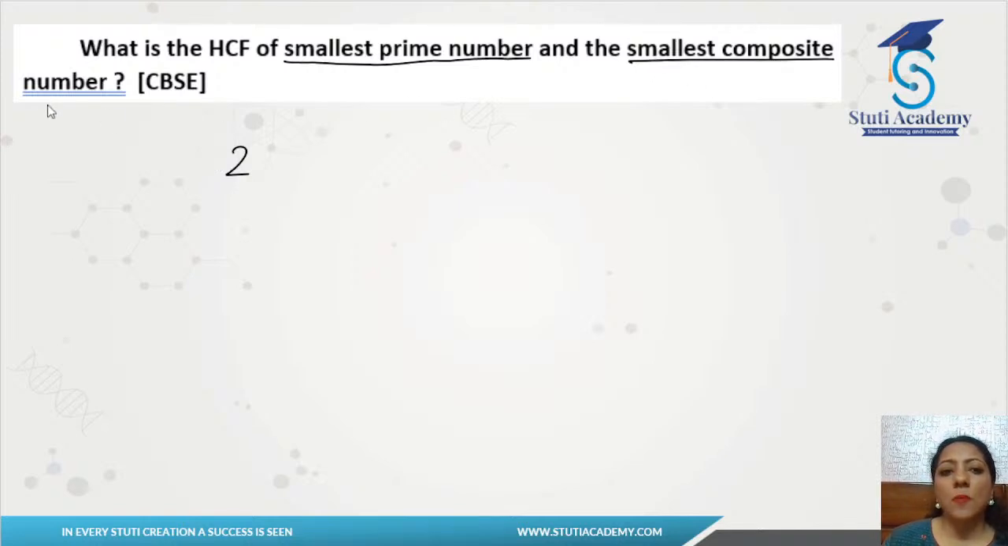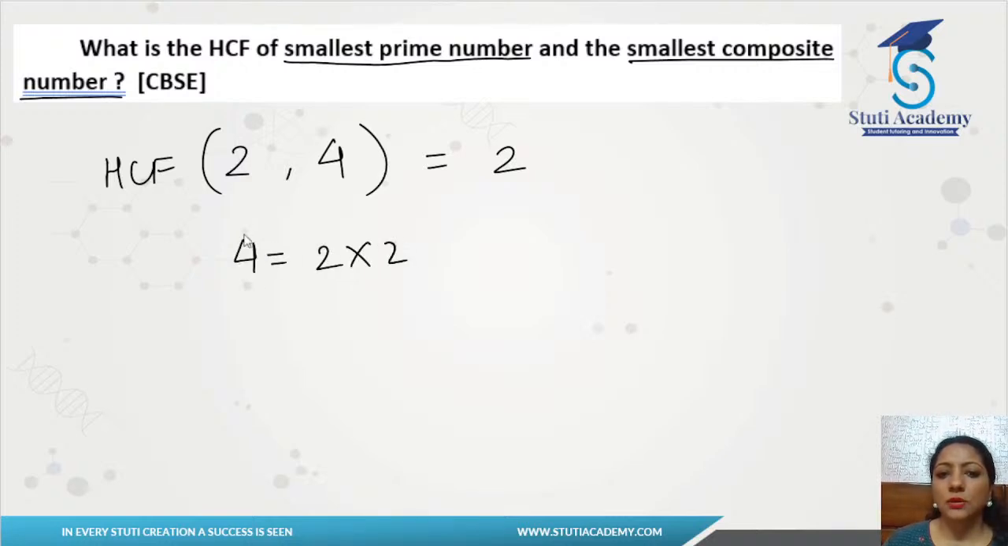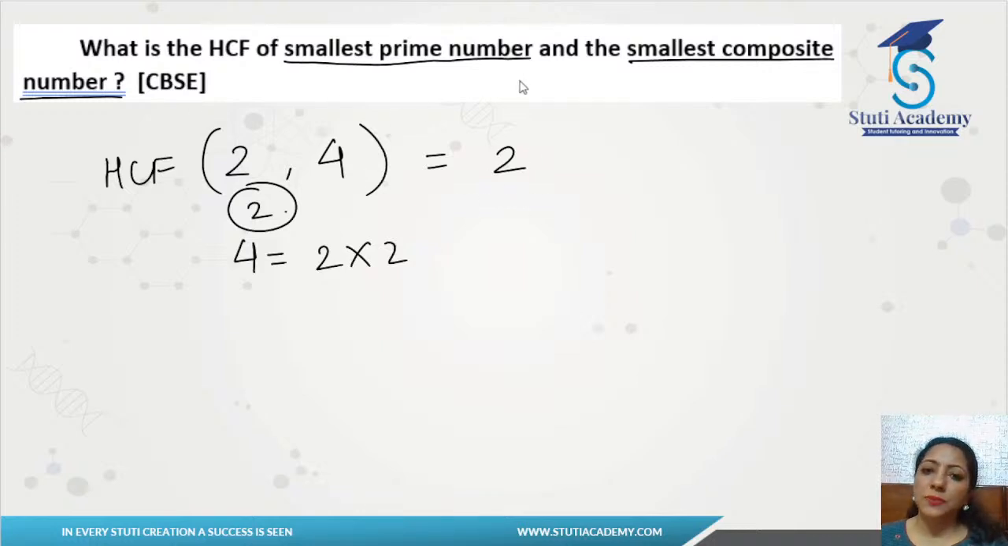And the smallest composite number is 4. We have to find the HCF of 2 and 4. We can very clearly see here that the HCF of 2 and 4 is 2, because we can write 4 as 2 into 2, and 2 is itself a prime number. So finally, we have the smallest prime number 2 with the smallest composite number 4, and the HCF of these two is 2.